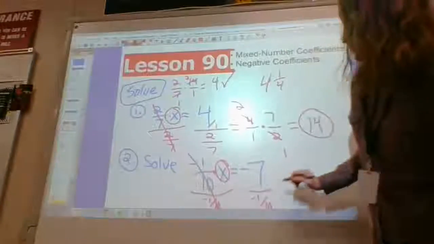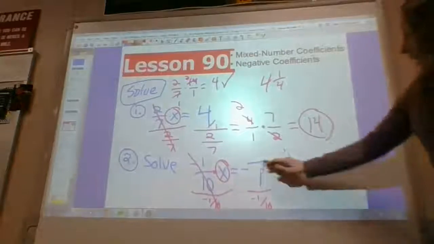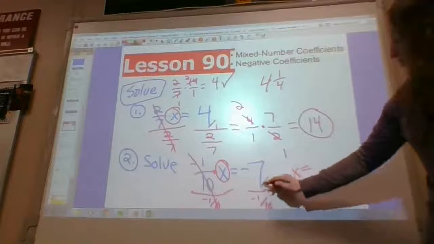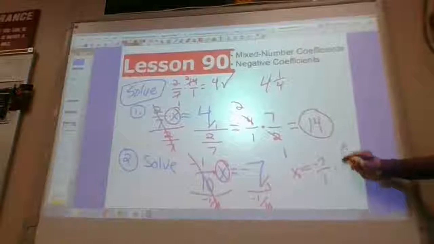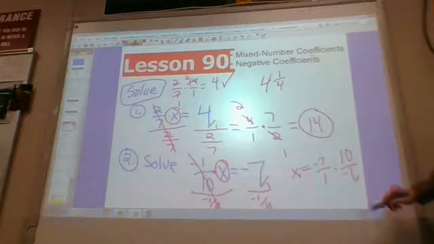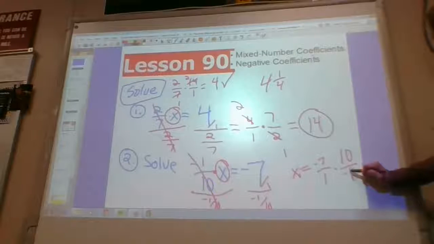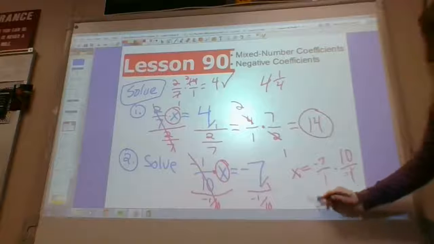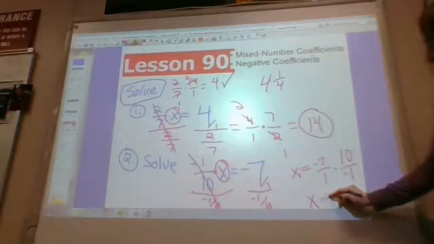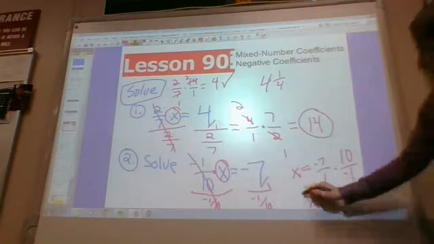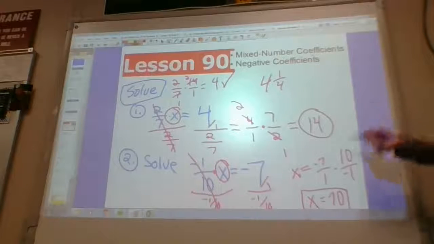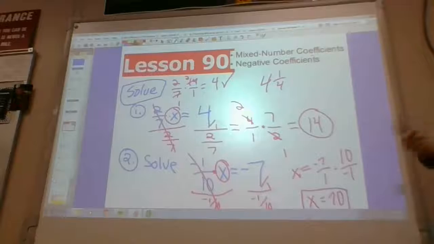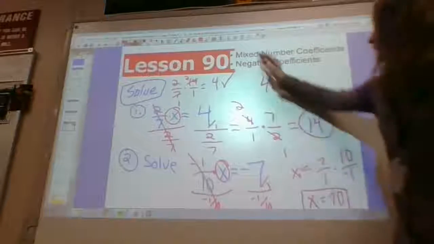And when we divide something by itself, it crosses out, which is exactly what we want to have happen. Then we're going to get x equals, how do we divide a whole number by a fraction? Well, you put that whole number over 1. So you have negative 7 over 1 times 10 over negative 1. A negative times a negative will be a positive for us. 7 times 10 is 70. Please remember, a negative times a negative is always going to be a positive, but a negative times a positive will give you a negative.